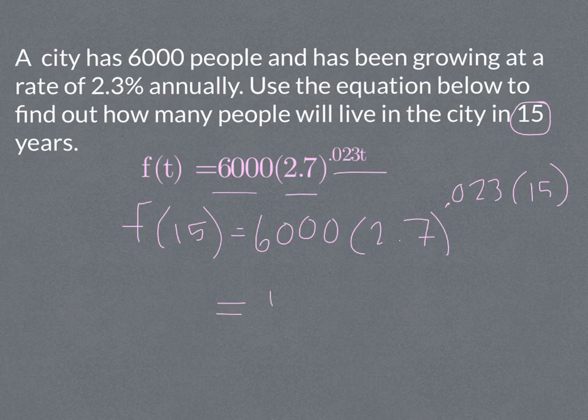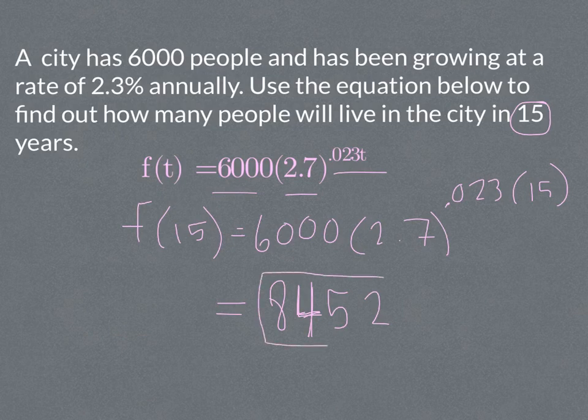We get 8,452. Now, it actually was a decimal number, so I rounded down because you can't have a portion of a person. So there we go. 8,452 people after 15 years. That is it for the section on exponential functions.